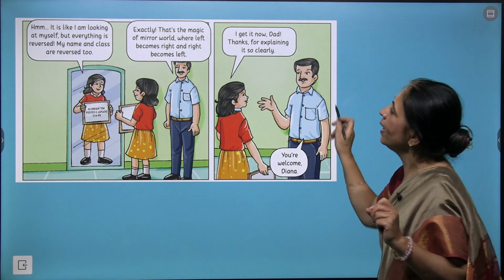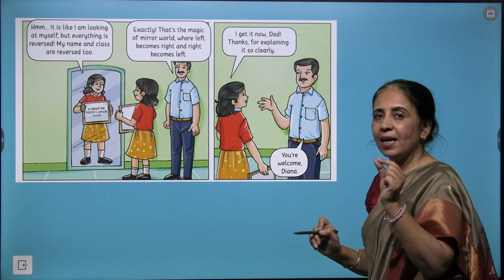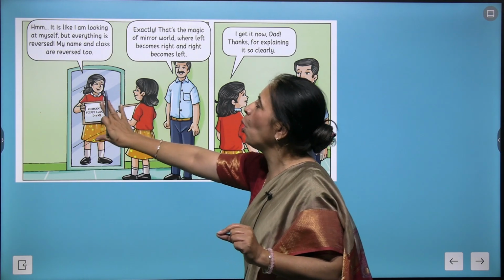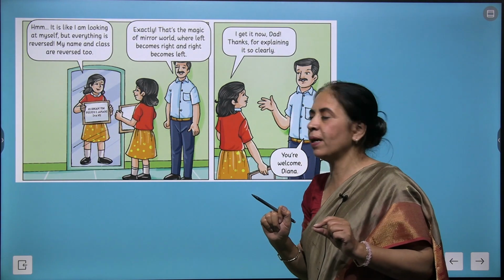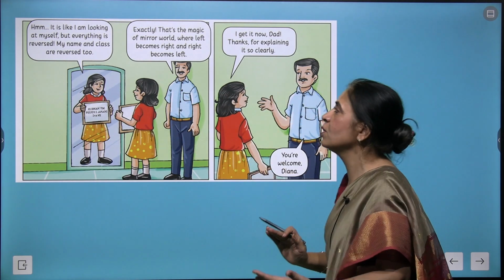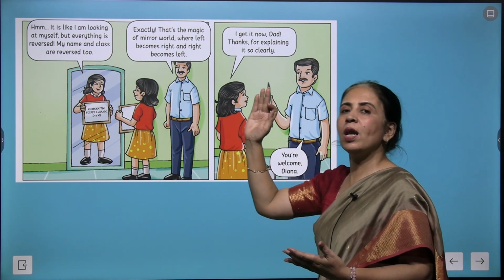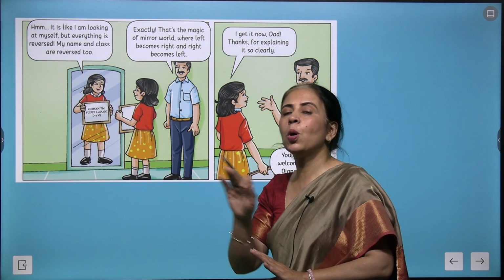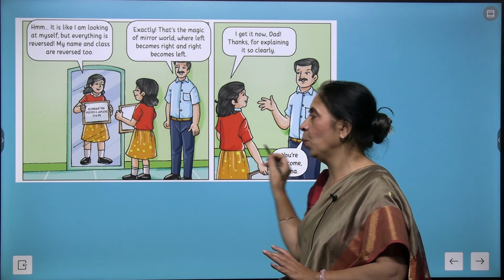So let's begin and understand the basic concept that when you write something and observe the figure in the mirror, it always appears in a reversed manner. That means your left and right sides are interchanged. We call it laterally inverted.